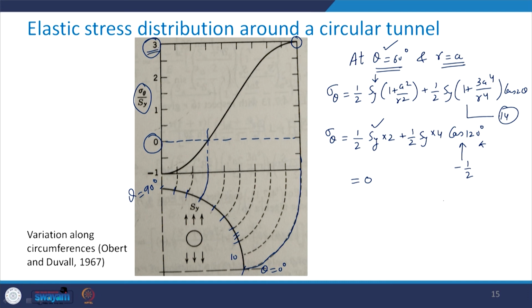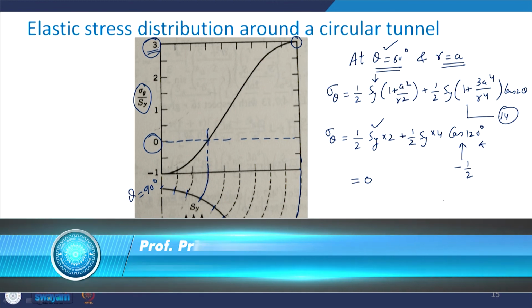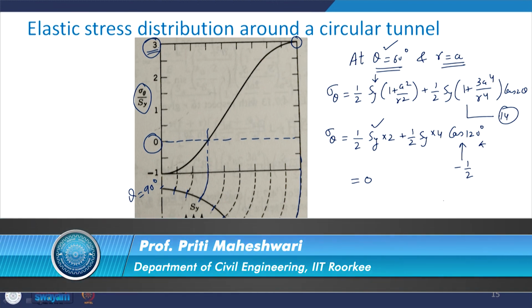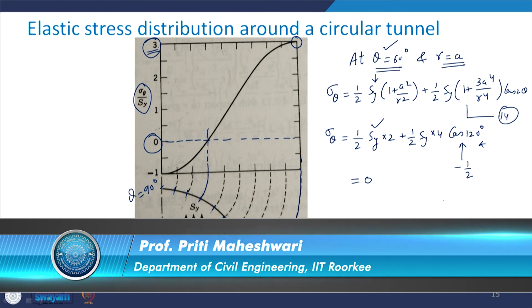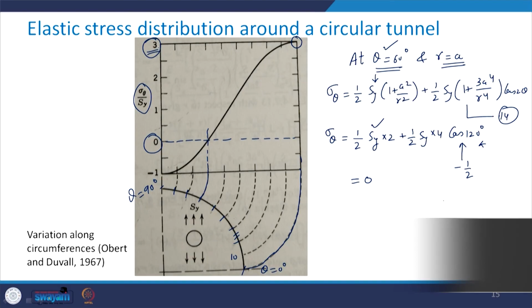This is how one can show the variation of these stresses all along the circumference, along any axis, say along the x axis or y axis, as we have seen. This is what I wanted to discuss with you as far as the elastic stress distribution around a circular tunnel is concerned. We will see other aspects related to this topic in the next class.